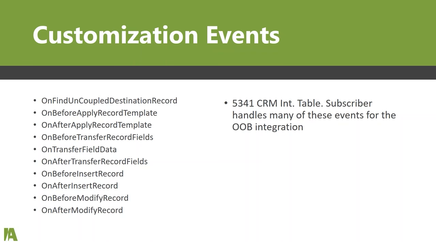So one other codeunit of interest is this 5341, which is the CRM Integration Table Subscriber. And this handles many of these events for the out-of-the-box integration. So you can get a sense of how they're using it to map things that aren't necessarily a one-to-one mapping exactly between Business Central records and CRM records.